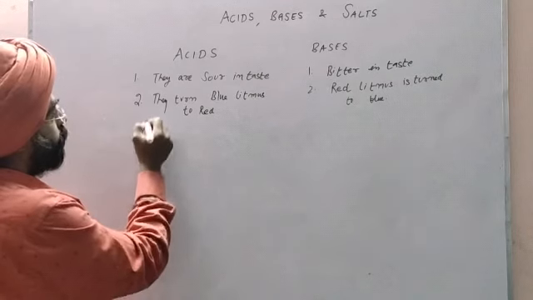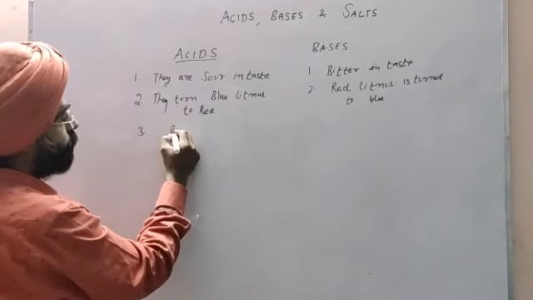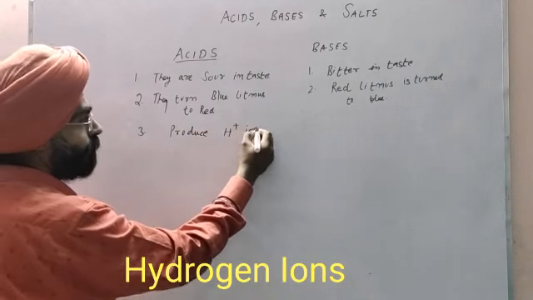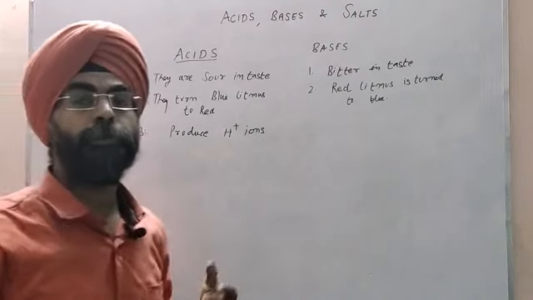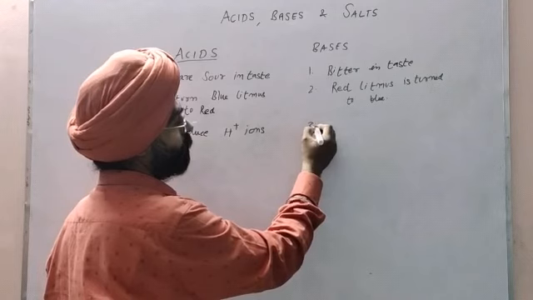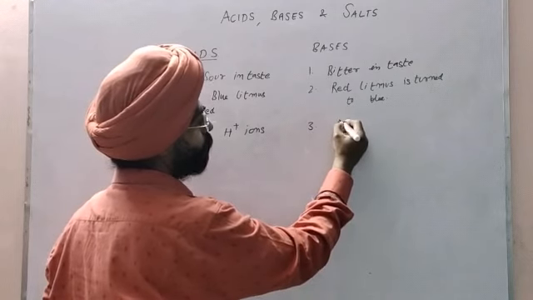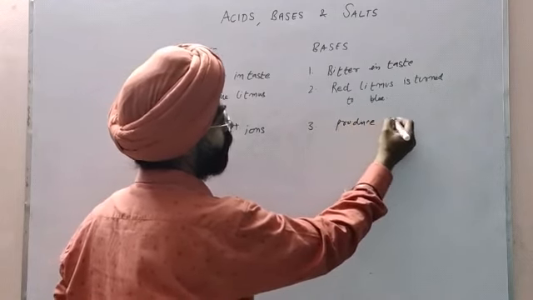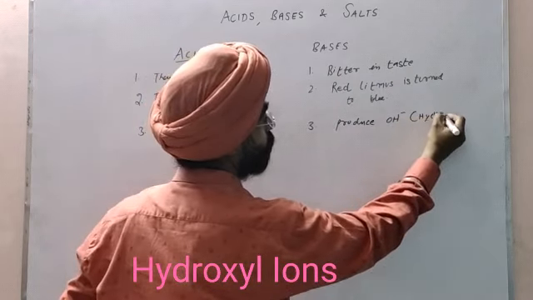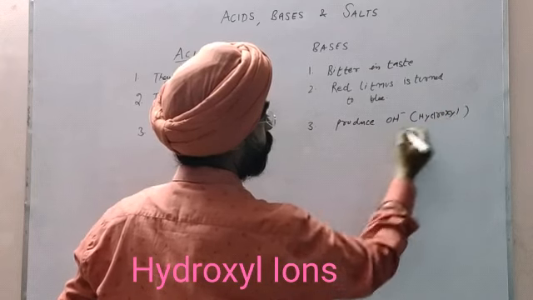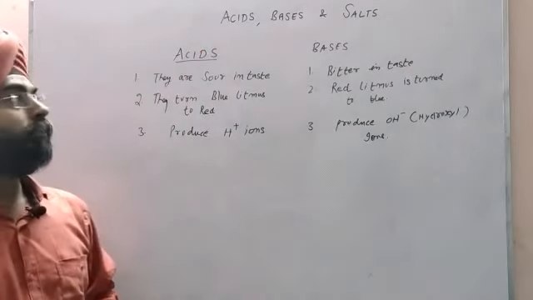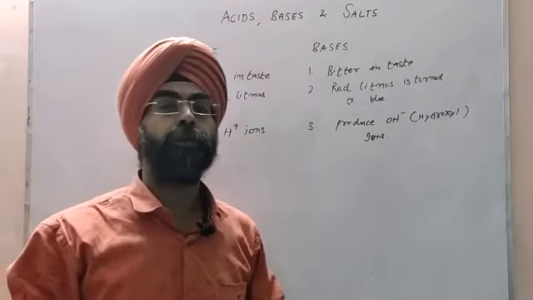And the property of the acids is they always produce H plus ions. Whenever acidic solutions are prepared, they always produce hydrogen ions. And the bases, in comparison to acids, produce hydroxyl ions, OH minus. This is called hydroxyl ion. So this is the basic difference between the acid and bases.